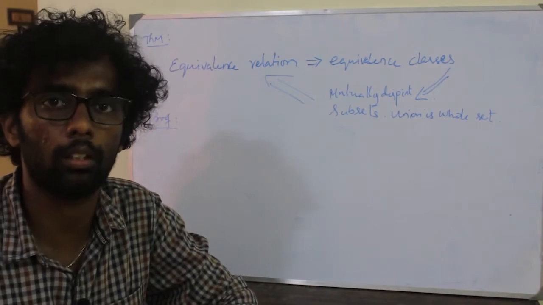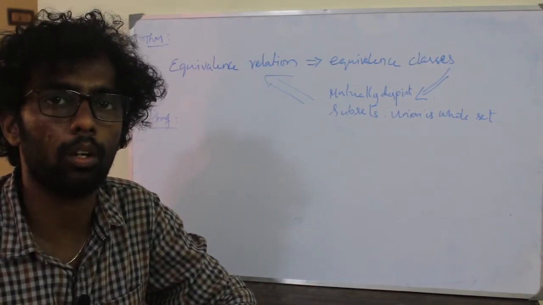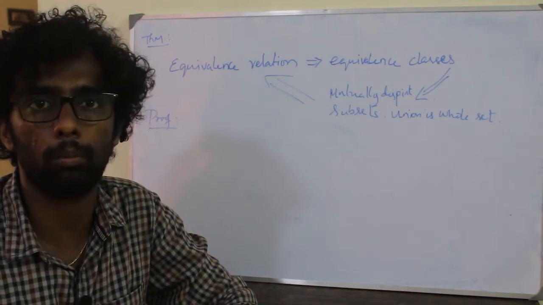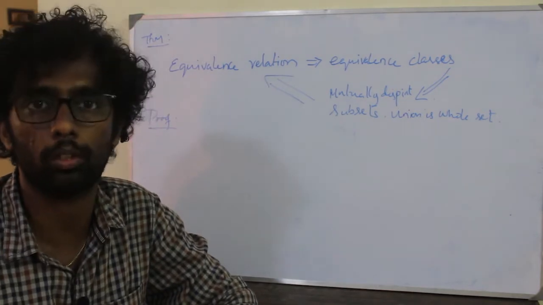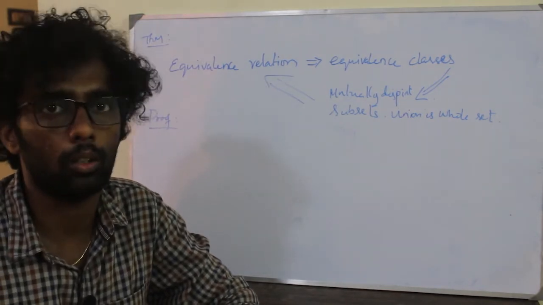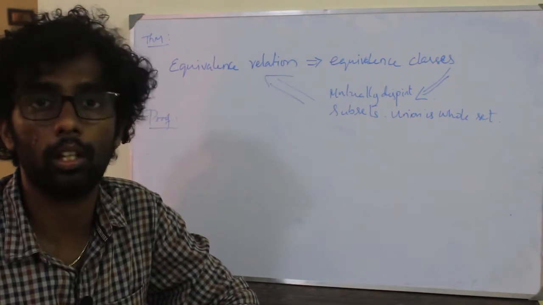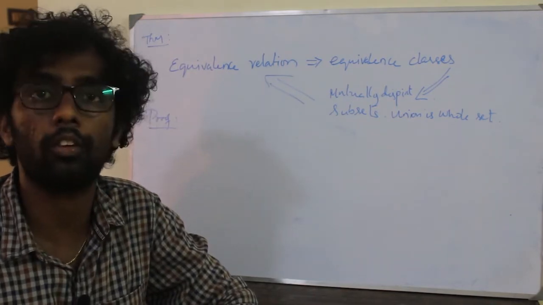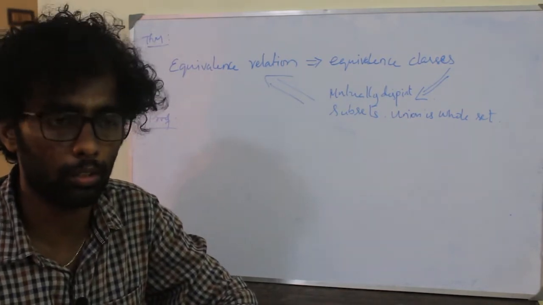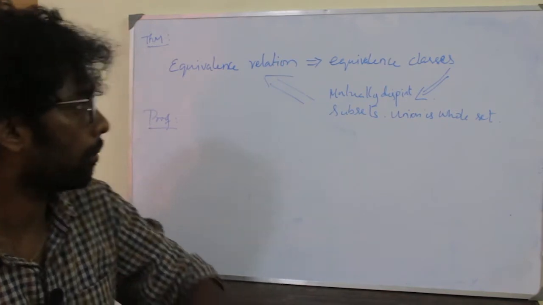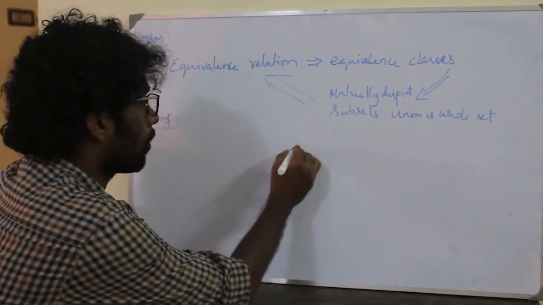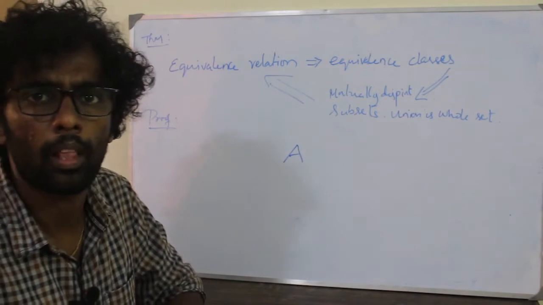Let me explain the statement of the theorem. What is given? A set is given. It can be an infinite set or a finite set, whatever it is. Let's take it to be our set A.